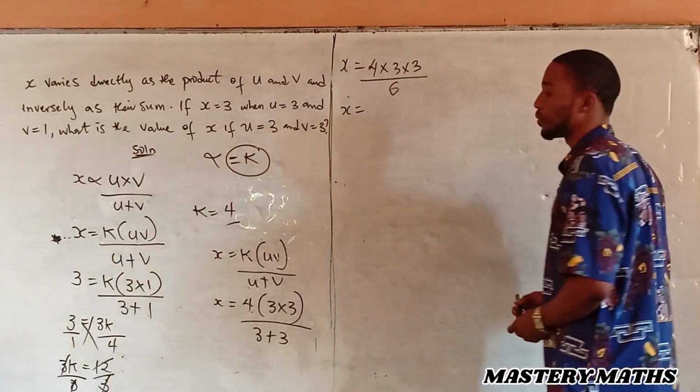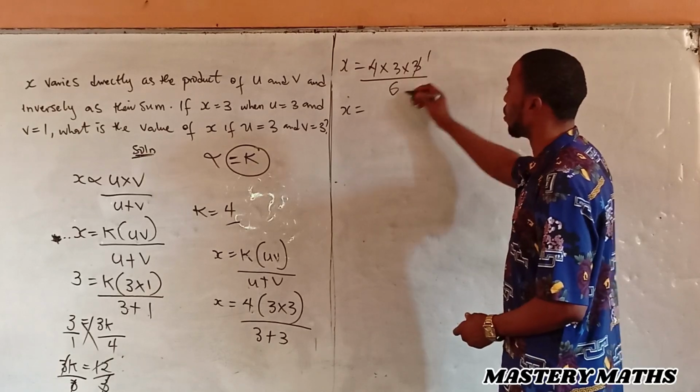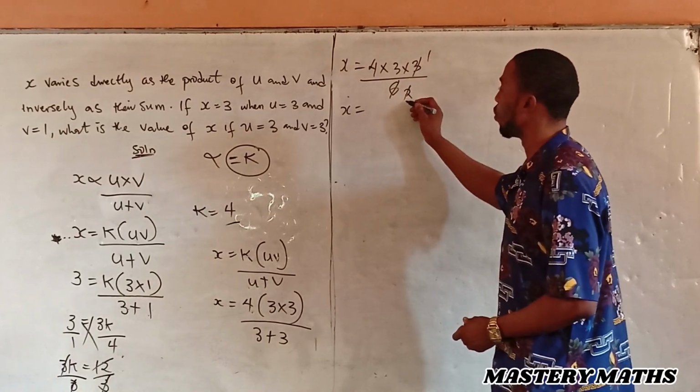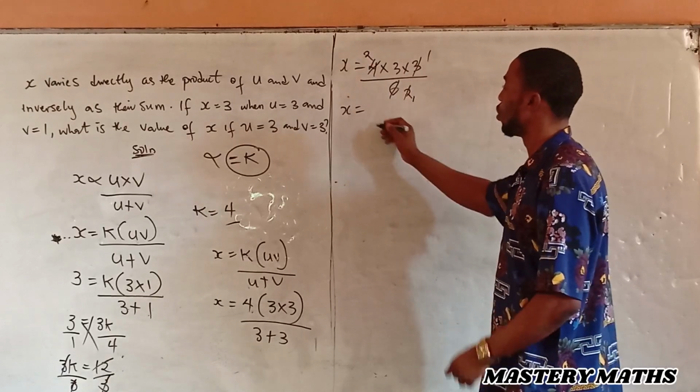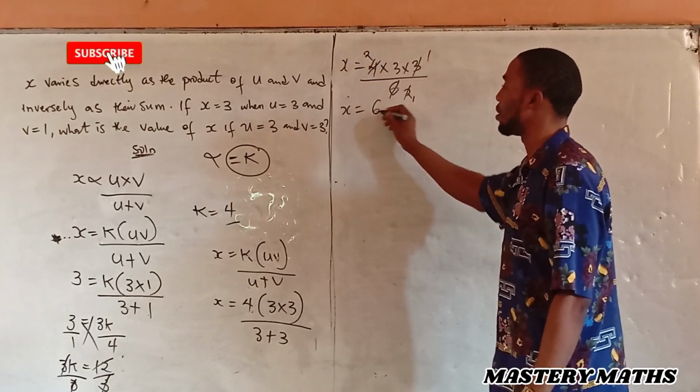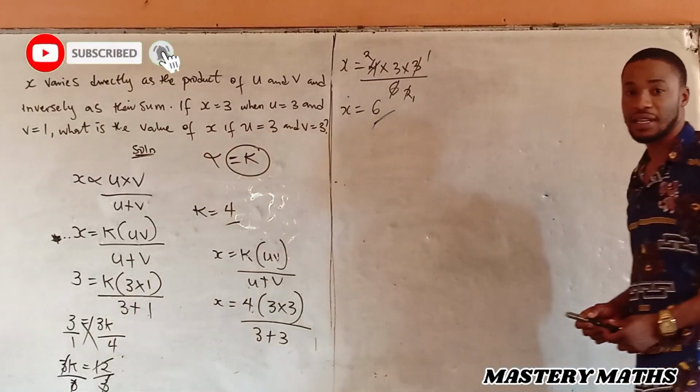Now we can cancel out. 3 here is 1, 3 here is 2. 2 here is 1, 2 here is 2. So our x is 2 times 3, which is 6. 6 is the answer. Thank you.